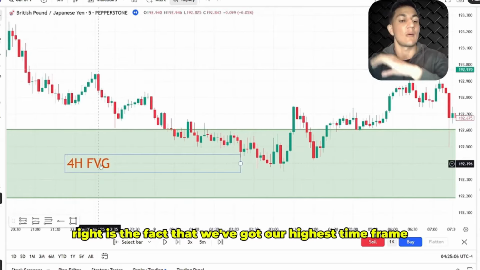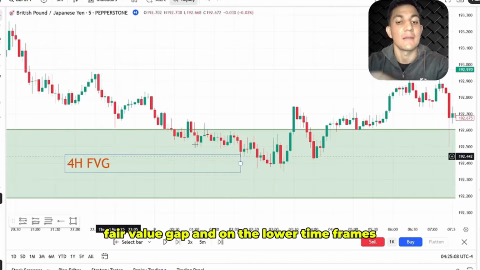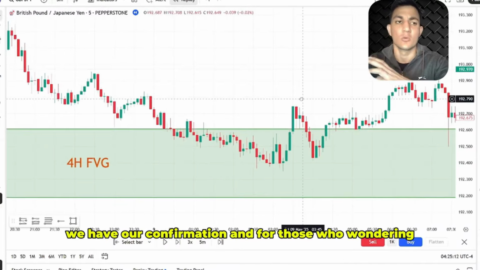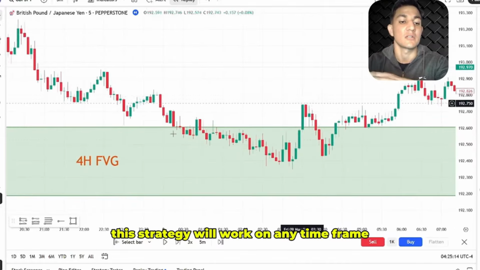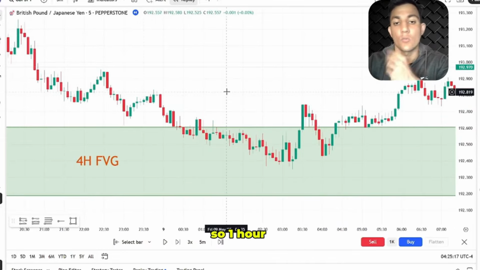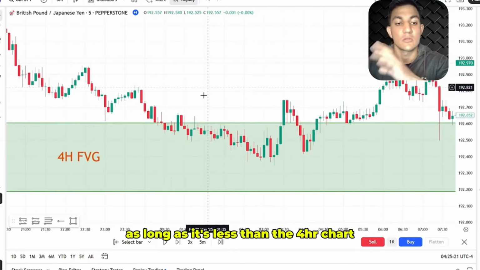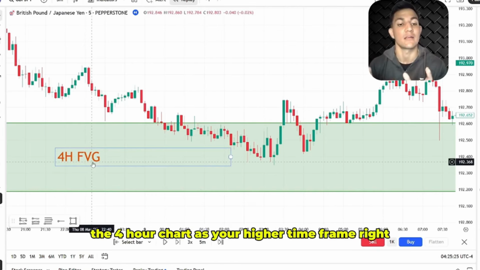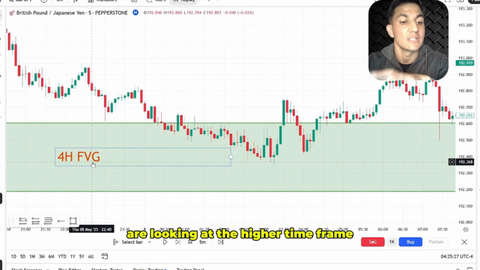This is our confirmation, and this is what makes this strategy high probability. It's the fact that we've got our highest time frame fair value gap, and on the lower time frames we have our confirmation. And for those who are wondering, this strategy will work on any time frame less than the 4-hour chart, so 1 hour, 15 minute, 5 minute, 1 minute chart. Any time frame will do as long as it's less than the 4-hour chart. But you need to use the 4-hour chart as your higher time frame, because smart money are looking at the higher time frame.